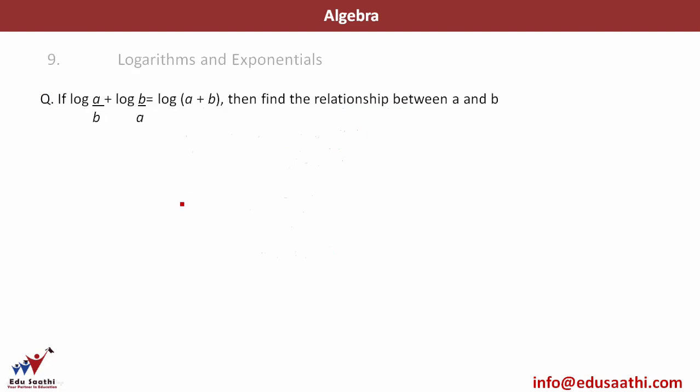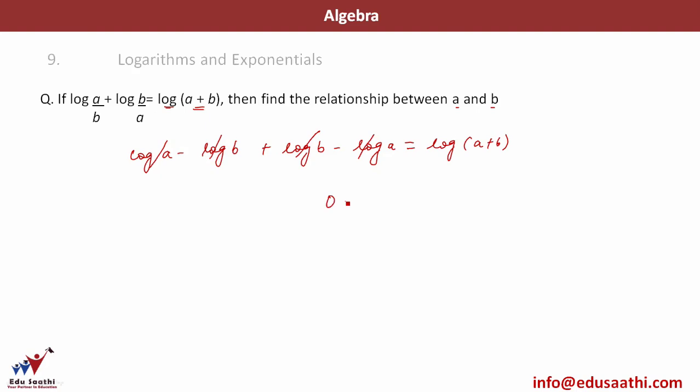Let's look at another question related to logarithms. If log of a over b plus log of b over a is equal to log of a plus b, then find the relationship between a and b. So log of a over b, it's a quotient rule. Log of a minus log of b plus log of b minus log of a is equal to log of a plus b. Now if you look here, log a gets cancelled out, log b gets cancelled out.